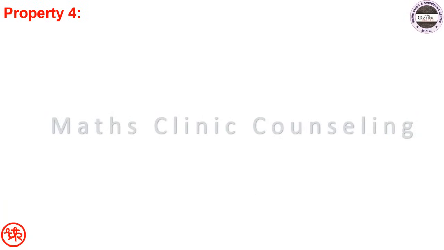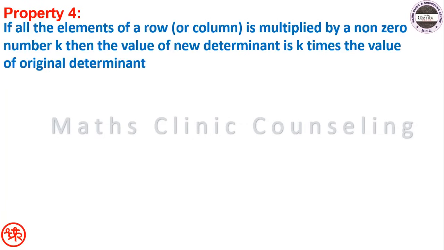If all the elements of any row or any column are multiplied by a non-zero number k, then the value of the new determinant is k times the original determinant. Is that clear? So if all the elements of a row or column are multiplied by a non-zero number k, then the value of the new determinant is k times the value of the original determinant. Is that clear? We will now write an example here.